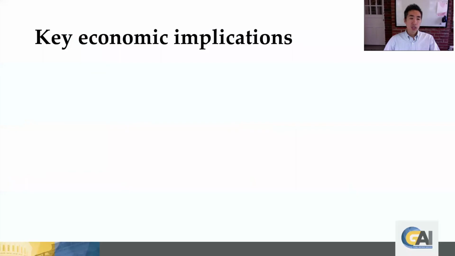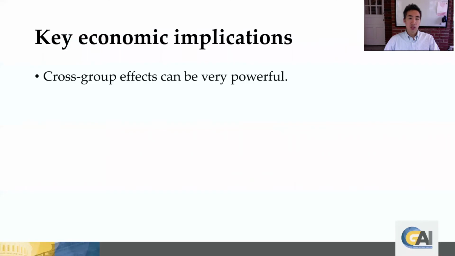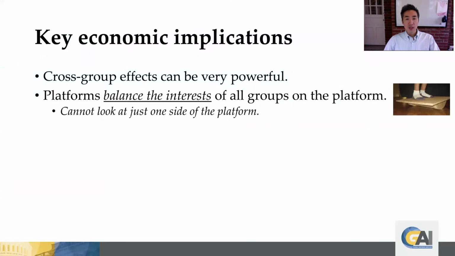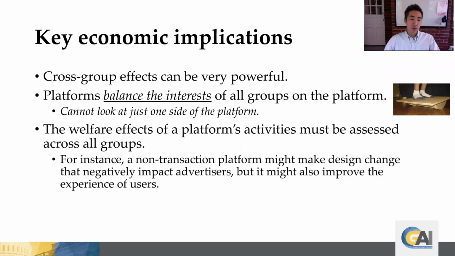So what are some key economic implications for this? And I've mentioned this throughout. Cross-group effects can be powerful. We're balancing the interest. Here's the SOX guy again coming back. So we can't look at just one side of the platform. And the welfare effects of a platform's activities must be assessed across all groups.